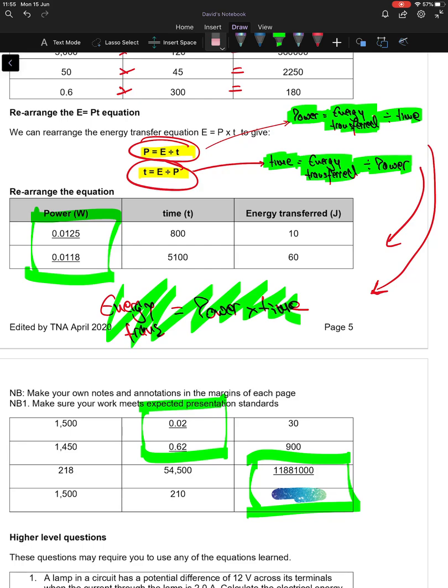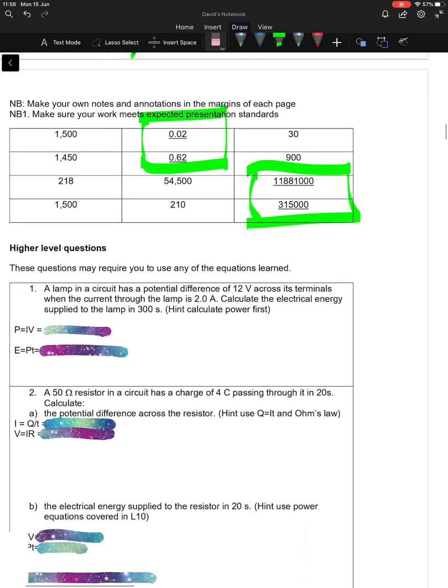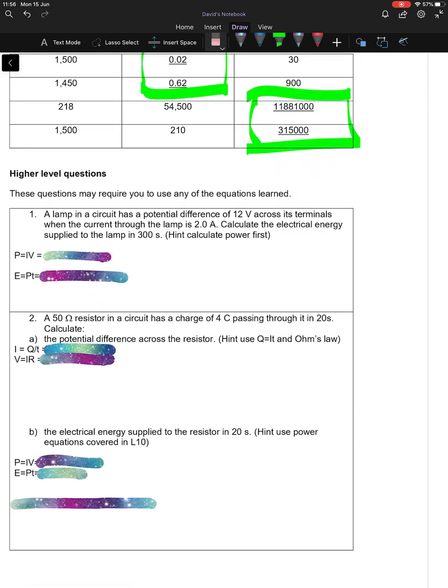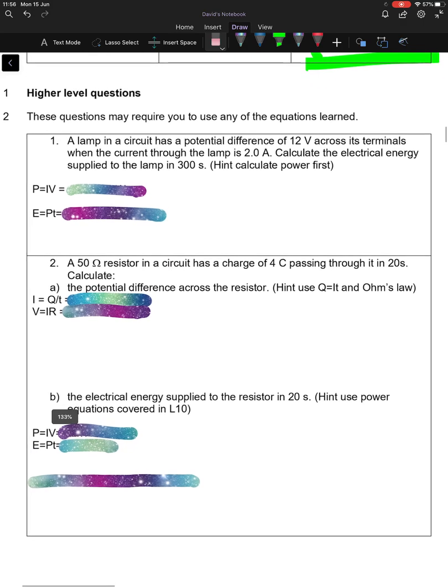And then power times time gives you energy transferred. 218 times 54,500 and 1,500 times 210. So mark them, see how many you got right, and correct them if you need to.